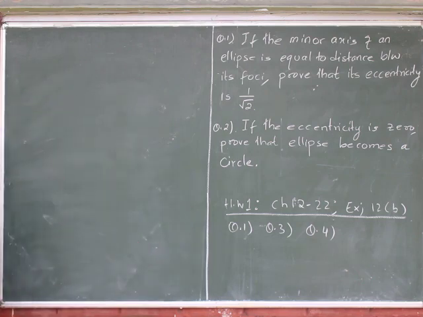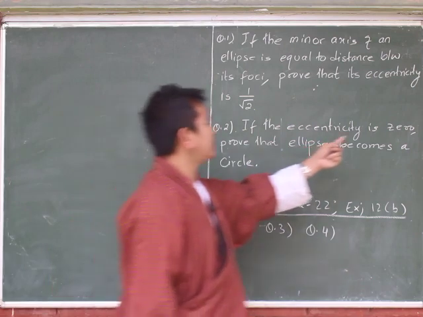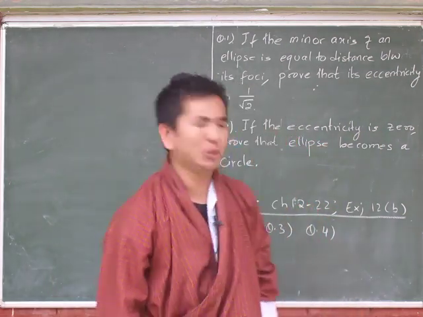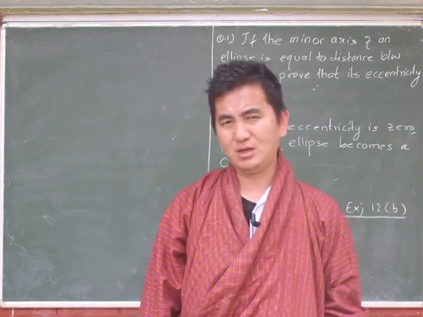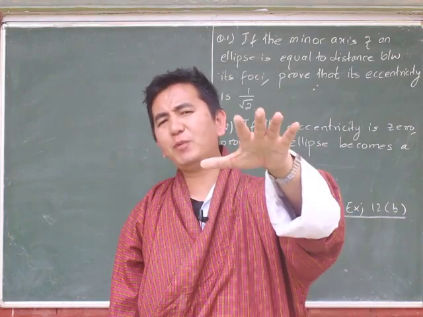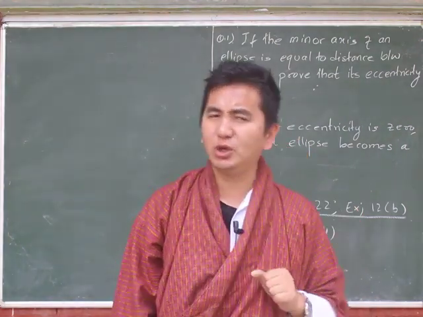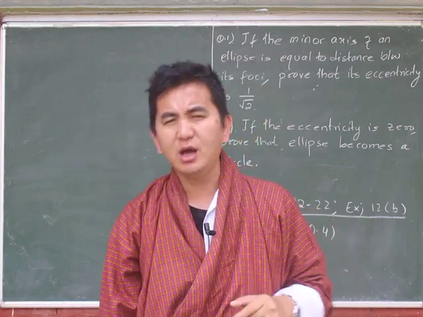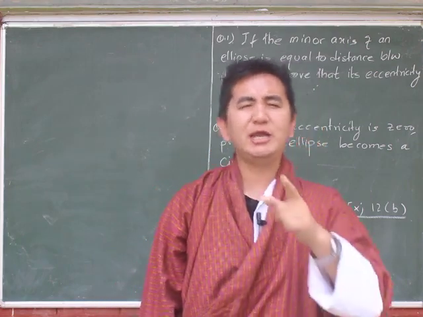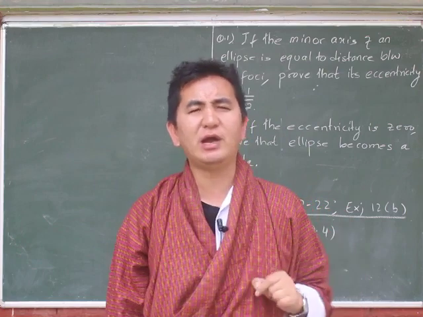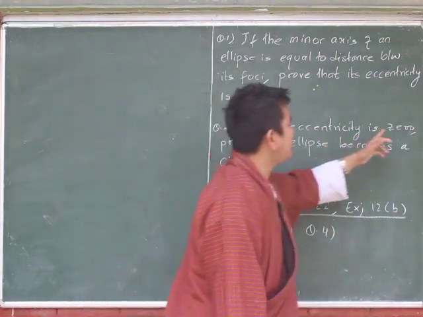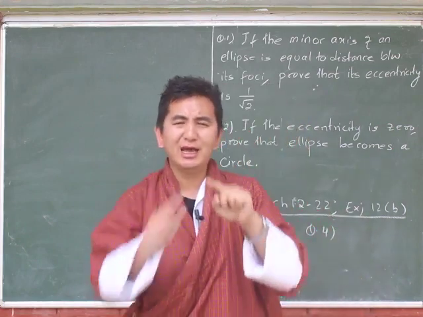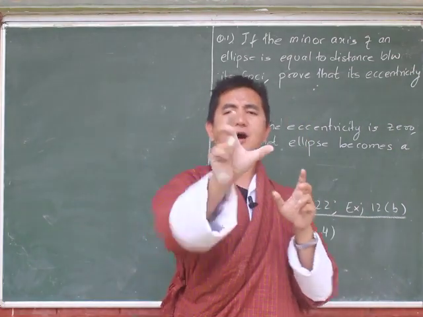Question number 2 says, if the eccentricity value is equal to 0, prove that the ellipse becomes a circle. If you remember, for a parabola the eccentricity value is equal to 1, for an ellipse it is less than 1, for a hyperbola it is greater than 1. In case of a circle, the eccentricity value is equal to 0. So if the eccentricity value is 0, you need to prove that the ellipse will become a circle.